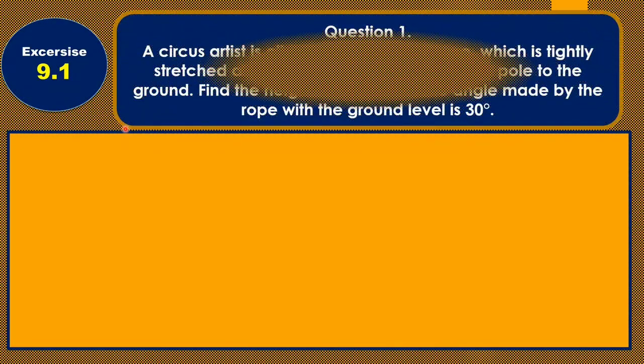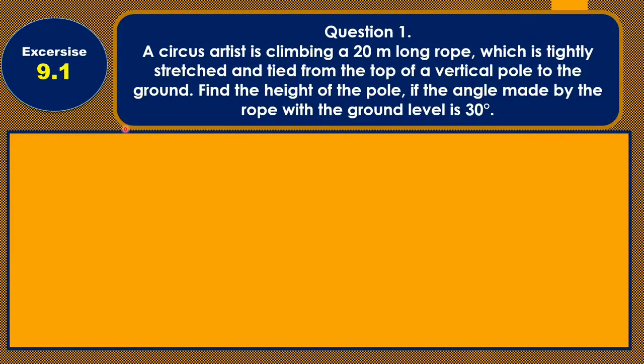Now students, we will start word problems from exercise number 9.1 of chapter 9. Here the first question is: a circus artist is climbing a 20-meter long rope which is tightly stretched and tied from the top of a vertical pole to the ground. Find the height of the pole if the angle made by the rope with the ground level is 30 degrees.